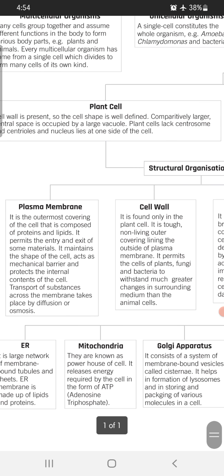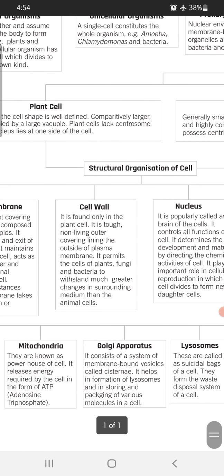Now, the next organelle is mitochondria. Mitochondria is known as the powerhouse of the cell because it generates energy in the form of ATP, that is adenosine triphosphate. The third organelle is Golgi bodies, or we can say Golgi complex, or Golgi apparatus, which was first discovered by the scientist Camillo Golgi, and after his name, the organelle is named.